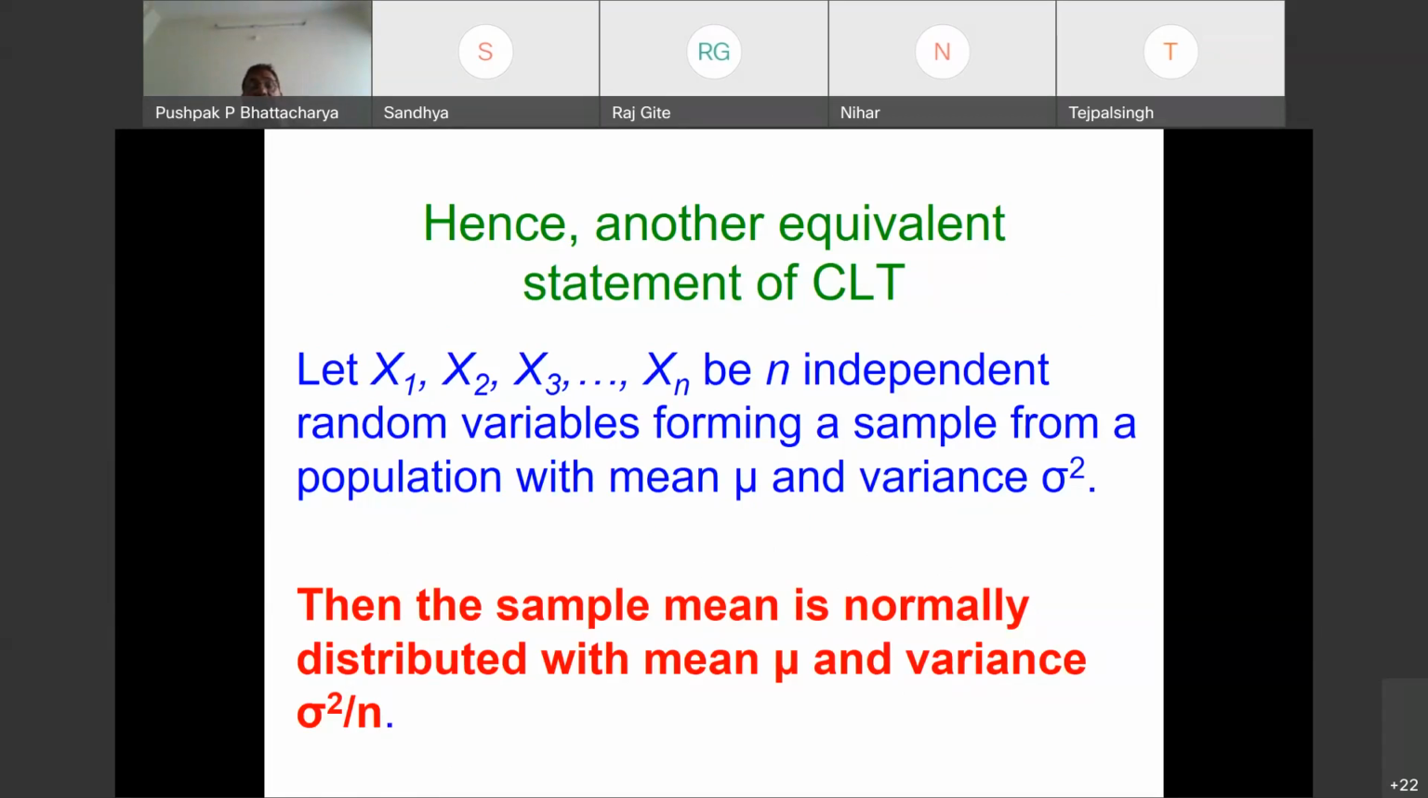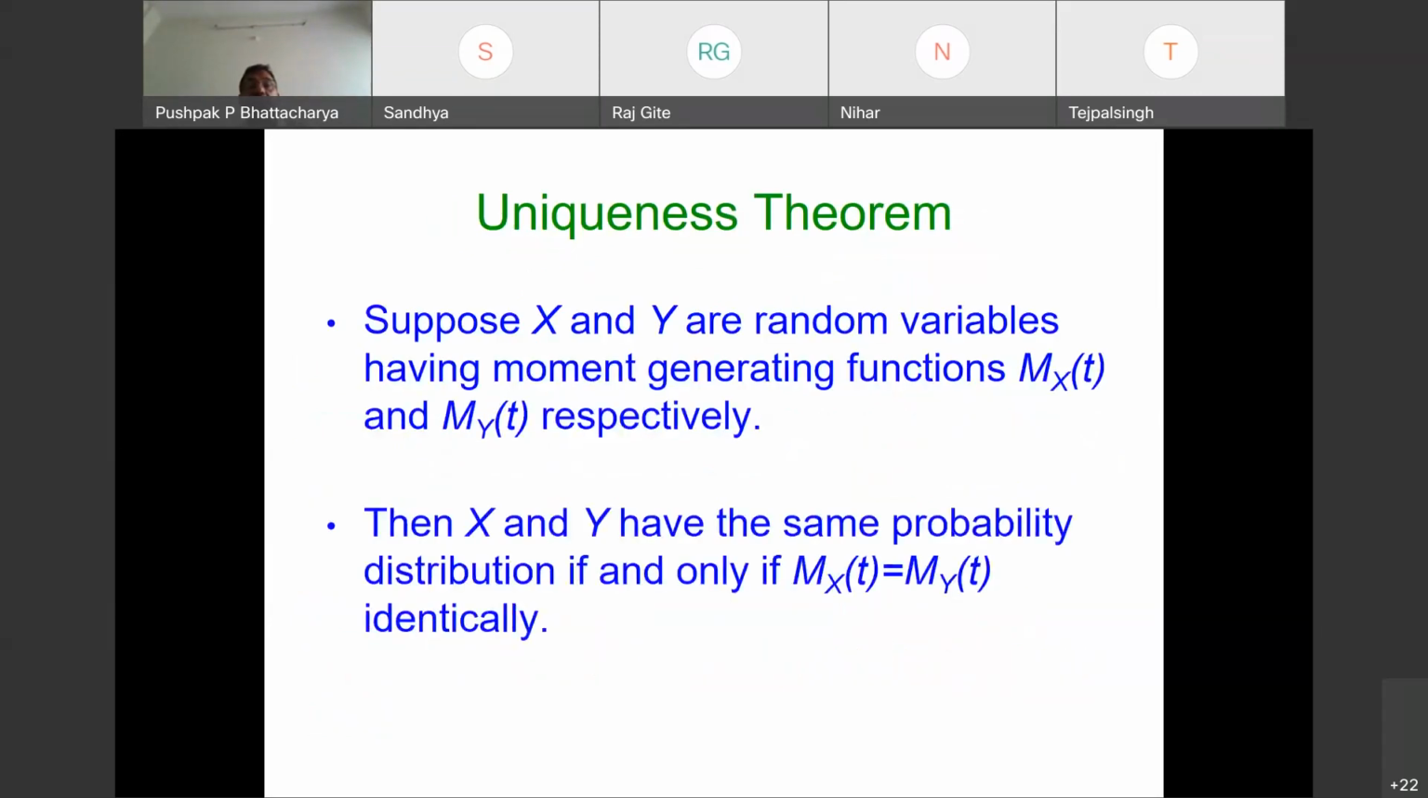So this is the result which we have also proved, but I would like to go over this proof once again, just to make sure that this is well understood. We are helped in the proof by something called the uniqueness theorem. That this theorem is really unique. This says that if x and y are random variables having moment generating functions Mx(t) and My(t) respectively, then x and y have the same probability distribution if and only if their moment generating functions are identical.